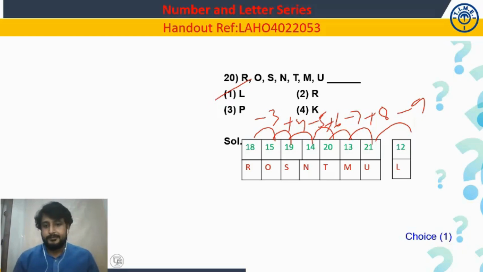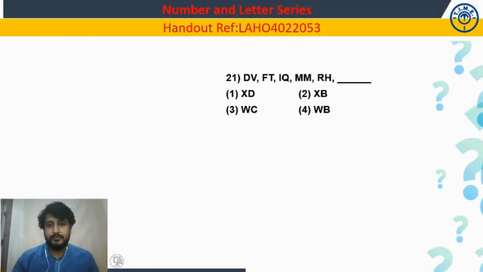Okay. Shall I move to the next question? Now, question number 21. Here, each group consists of how many letters? 2 letters. D V, F T, I Q, M M, R H. Whether each group consists of 2 letters, or 3 letters, or 4 letters, or 5, 6, 7, whatever it may be, our procedure remains the same. Identify the logic in the first letters, or identify the logic in the second letters, and so on.